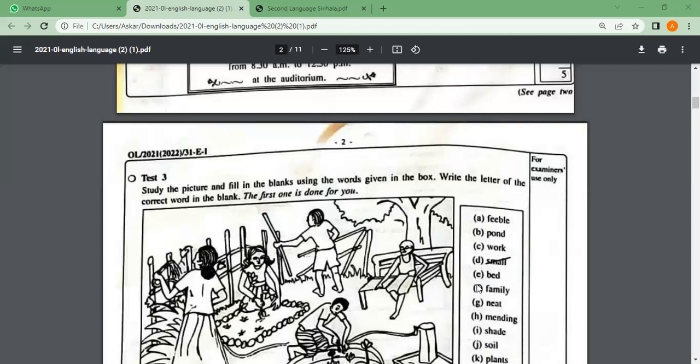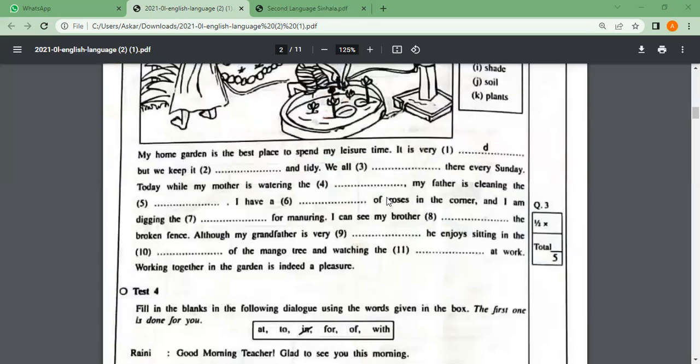What do you mean by neat? Tidy. We call it neat. Mending means repairing something. So we call it mending in English. Shade, soil, plants, we know that. My home garden is the best place to spend my leisure time. What do you mean by leisure time? Leisure time means free time, the time when one person is not working or not occupied. Free time is what we call leisure time.